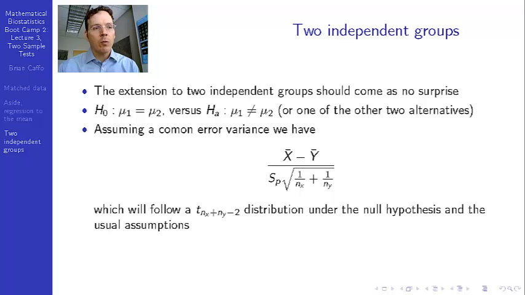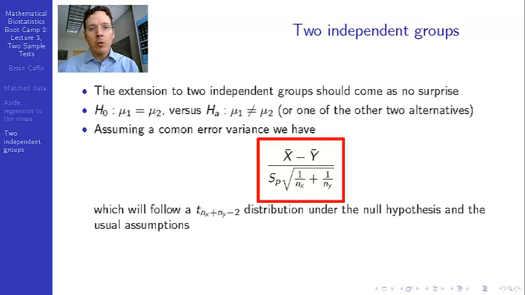The extension not to paired data but to independent groups shouldn't really come as a big surprise either. I'm hoping at this point in the class, after having taken Boot Camp 1, that a lot of this discussion will just come very naturally to you. So let's suppose we want to test H0: mu1 equals mu2, where we have two independent groups, versus that they are different, or one of the two one-sided alternatives. Then, assuming a common error variance between the two groups, we would have this statistic right here.